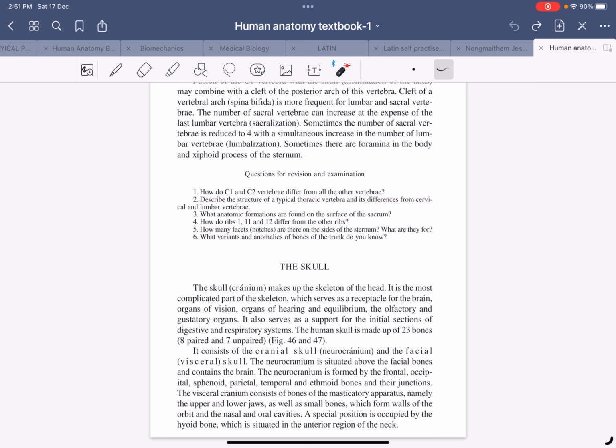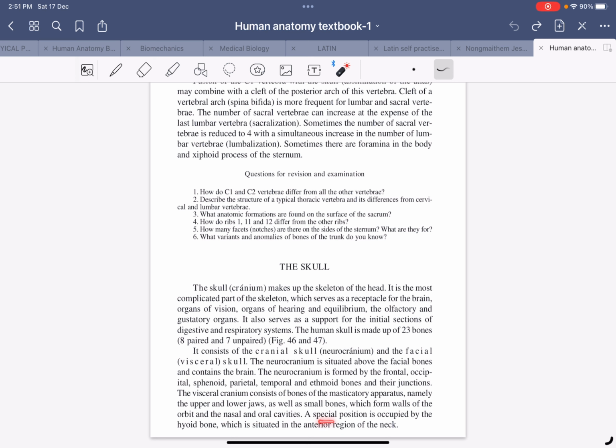And then the neurocranium is formed by the frontal, occipital, sphenoid, parietal, temporal, and ethmoid bones and their junctions. The visceral cranium consists of the bones of the masticatory apparatus, namely the upper and lower jaw, as well as small bones which form the walls of the orbit, the hollow portion containing the eyeball, and the nasal and oral cavity.